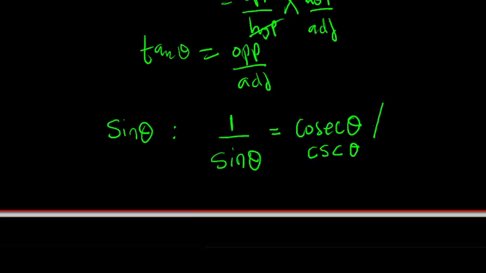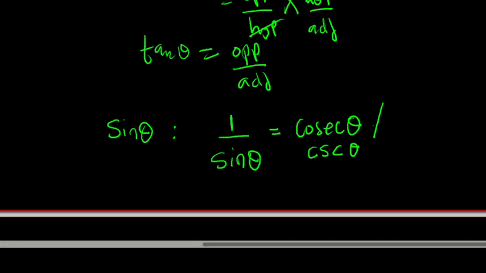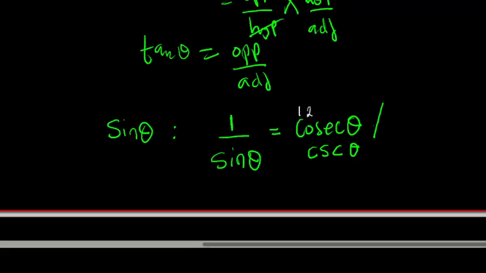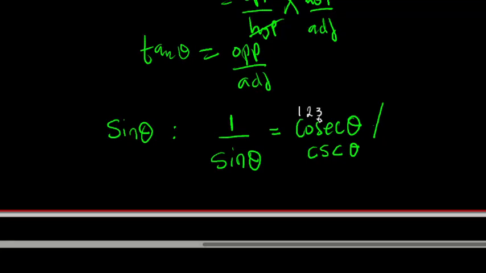And how will you remember this? There is a code I normally use to remember this. Just count it. You have 1, 2, 3. Now, where we have 3, the letter we have here is x. That means it stands for sine.